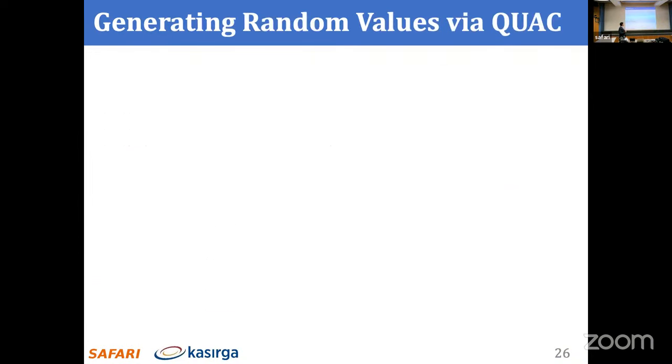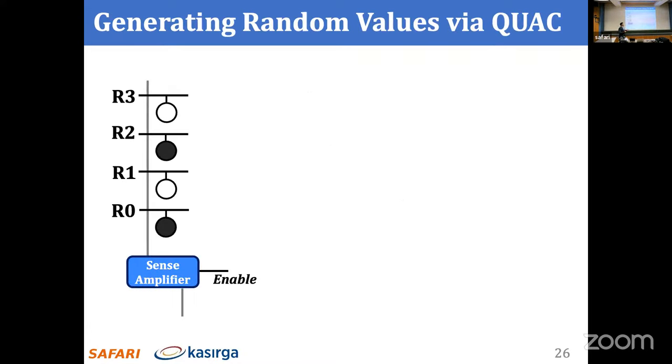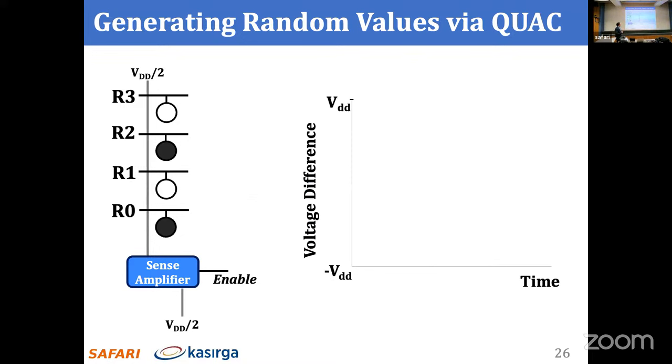Okay, this was the key mechanism of QUAC operations. So now we go to QUAC-TRNG, and in this slide, I try to describe how we use QUAC operations to generate random numbers on bit lines. Here you see four rows connected to a bit line sharing the same sense amplifier, and we initialized two of the rows with logic one values and the other two with logic zero values. And here on the right side, we have the voltage difference between the two nodes of the sense amplifier. One end is connected to this side of the subarray essentially, the other end is kept at half VDD. So this is the reference voltage the sense amplifier needs to work with. And the voltage difference can go up to VDD and down to minus VDD over time.